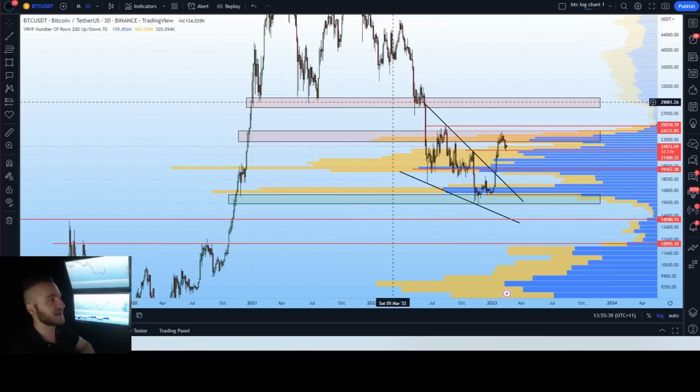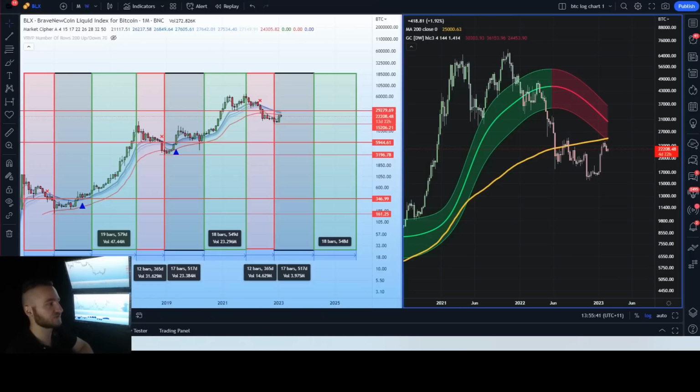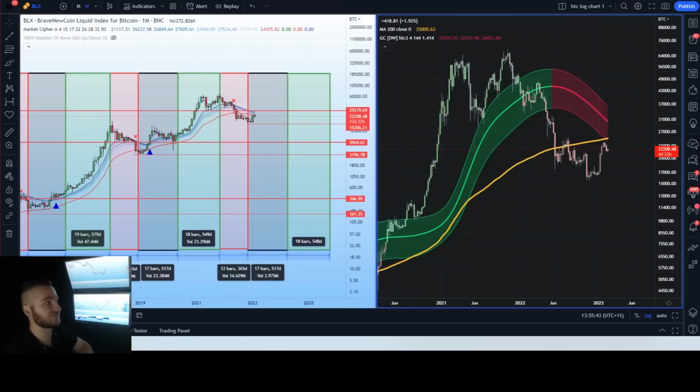Let's go ahead and take a look at the broader markets, the larger time frame, and then jump back into the short term and do a short term analysis.